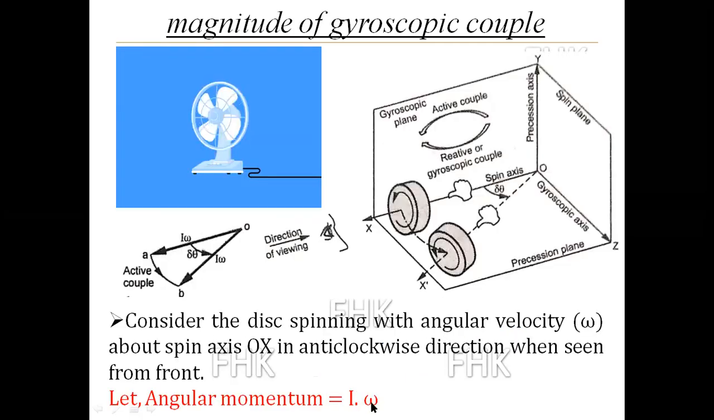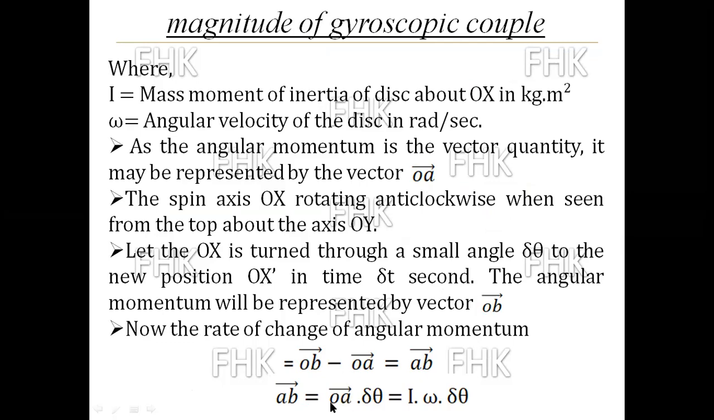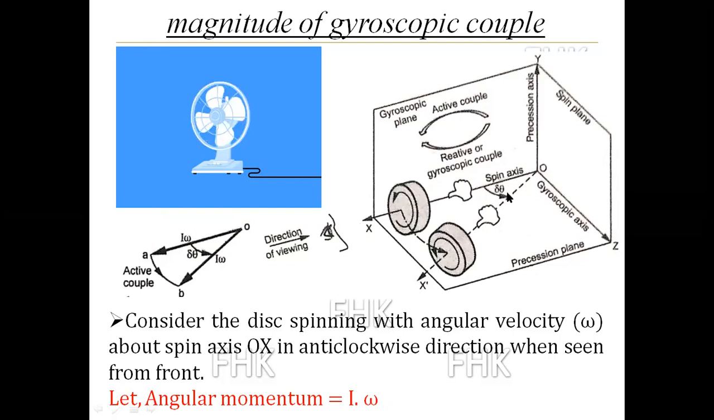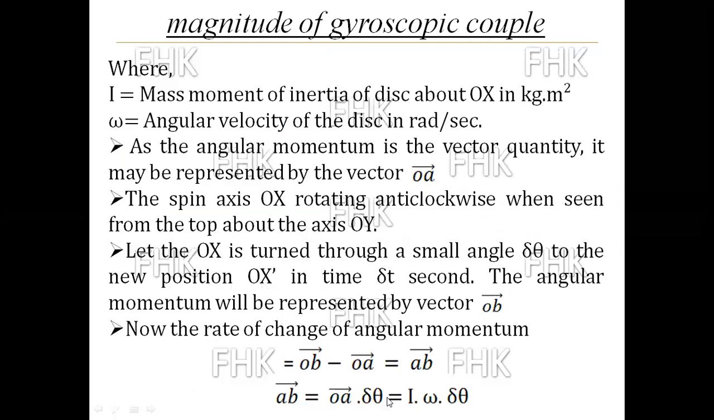Angular momentum of AB is I into omega. I into omega is nothing but vector OA, multiplied by the angle through which it is rotating, that is delta theta. This will become omega in the precession plane, or we can say omega p delta t. Vector OA is equal to I into omega delta t.